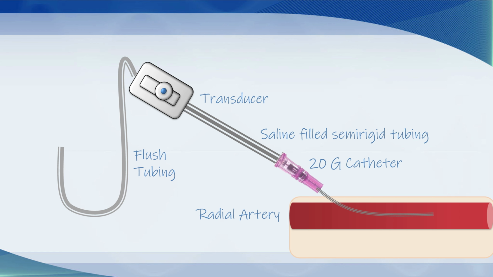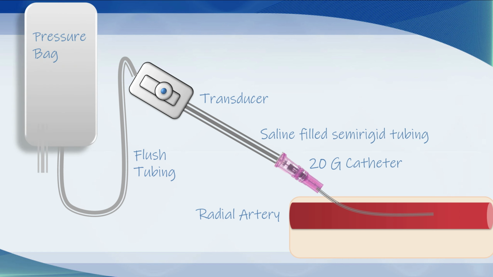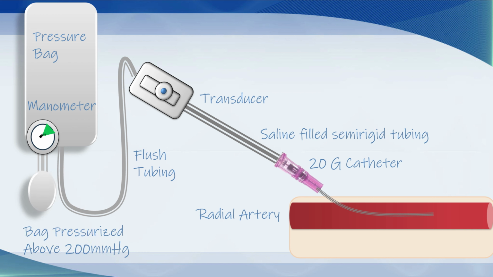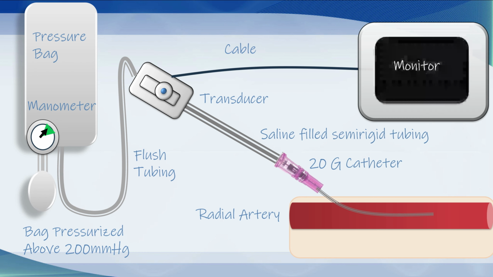So this is the flush tubing connected to a pressure bag that is controlled by a manometer, and the pressure is increased up into the high pressure zone that's over 200 millimeters of mercury by squeezing this little bag below that. Then a cable connects the transducer to the monitor.